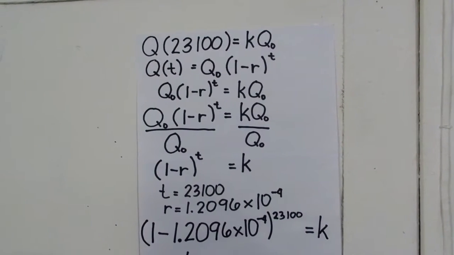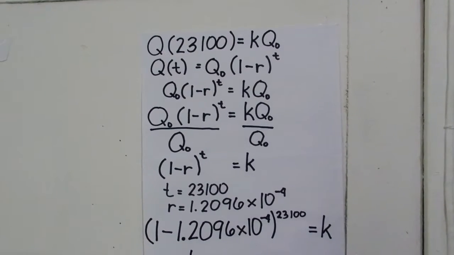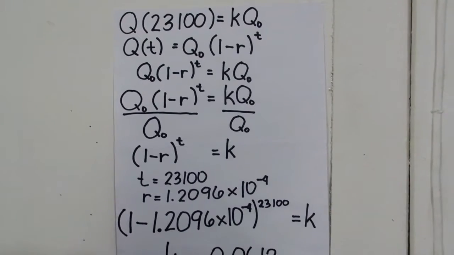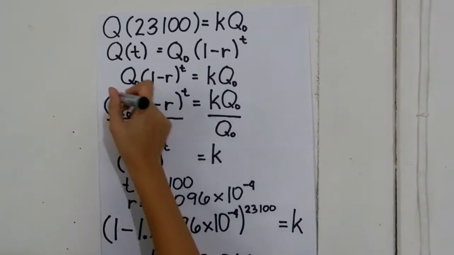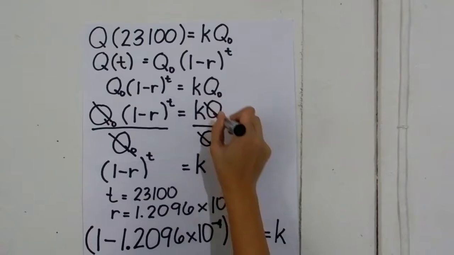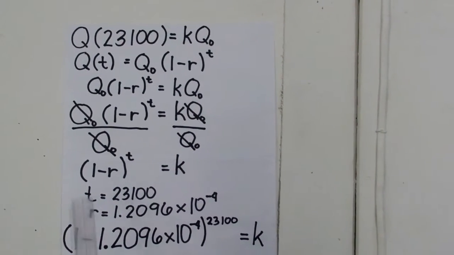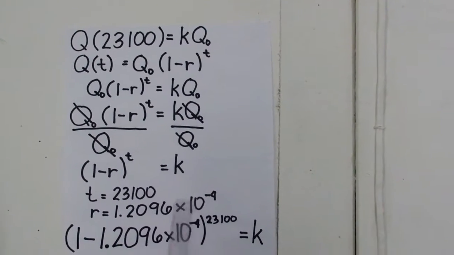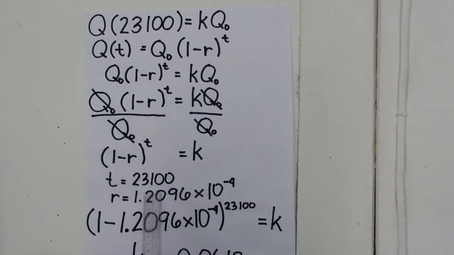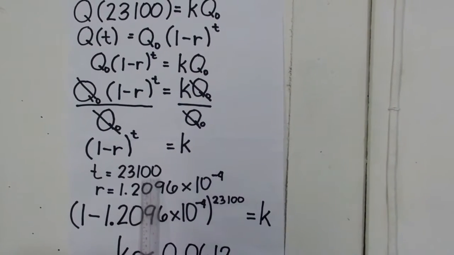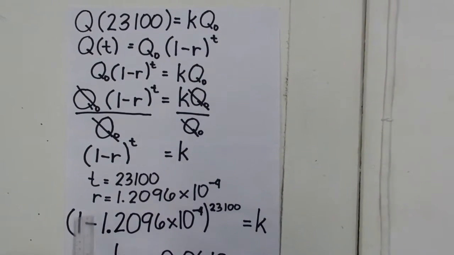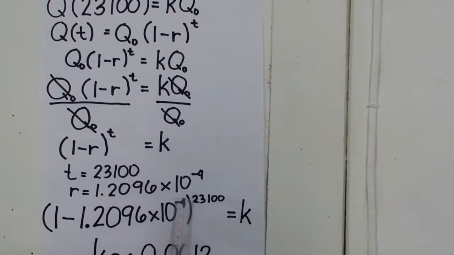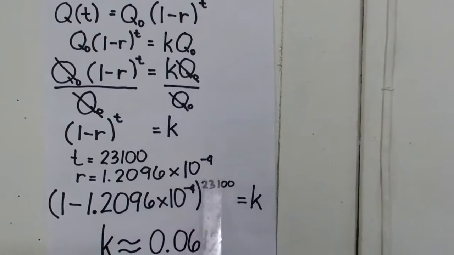To get the value of K, divide both sides by initial value of Q. Dividing both sides by initial value of Q, cancel the initial value of Q. We remain with 1 minus R raised to the power of T is equal to K, where the time is equal to 23,100, which is the approximate age of the bone, and the rate is 1.2096 times 10 raised to the power of -4.